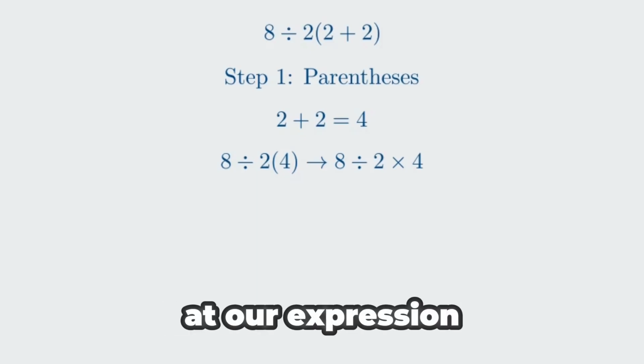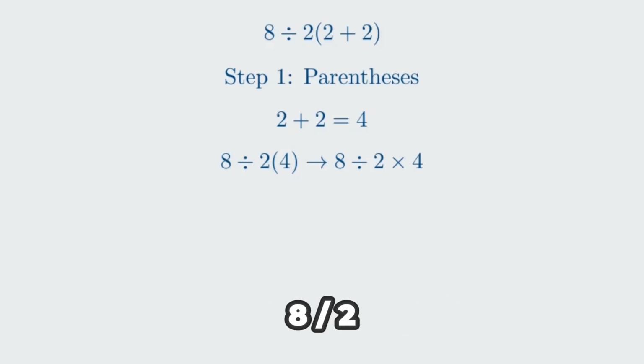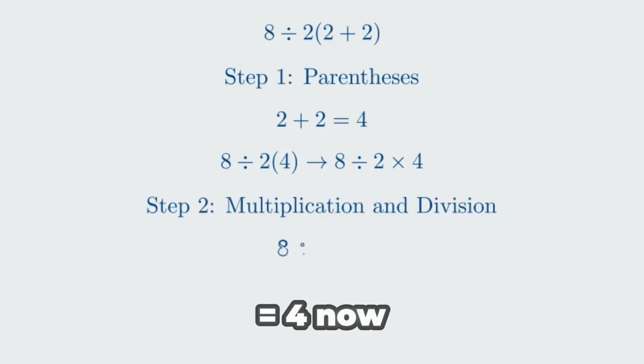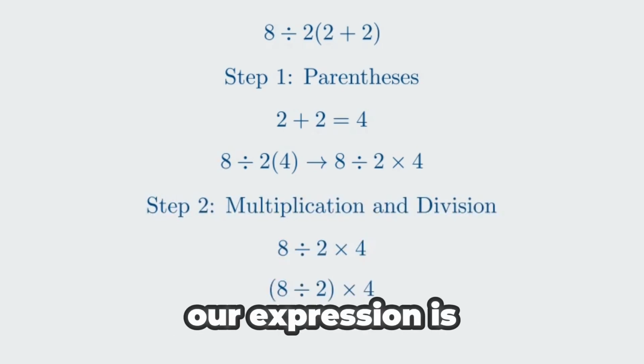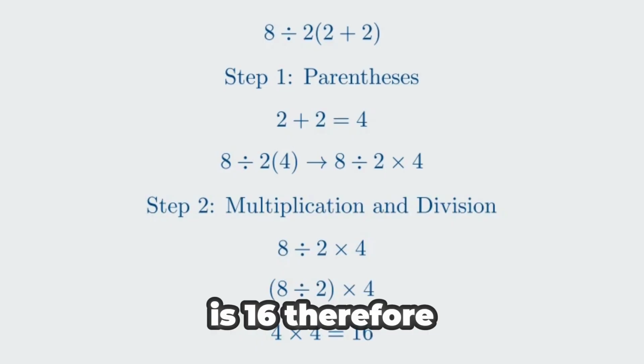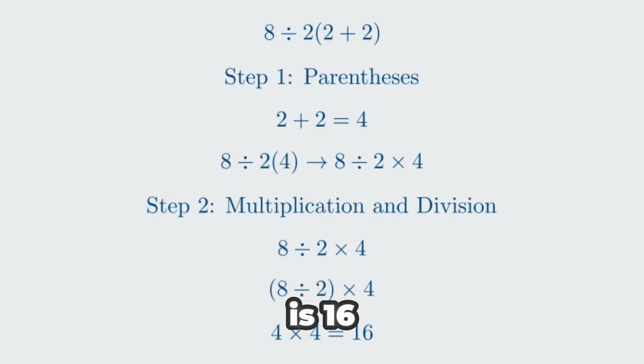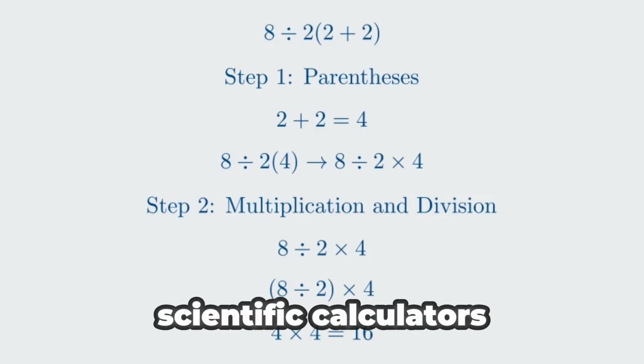So, we look at our expression from left to right. The first operation we encounter is 8 ÷ 2. 8 divided by 2 equals 4. Now our expression is 4 × 4. 4 times 4 is 16. Therefore, the correct answer, according to the standard order of operations, is 16. This aligns with what you would get on most modern scientific calculators.